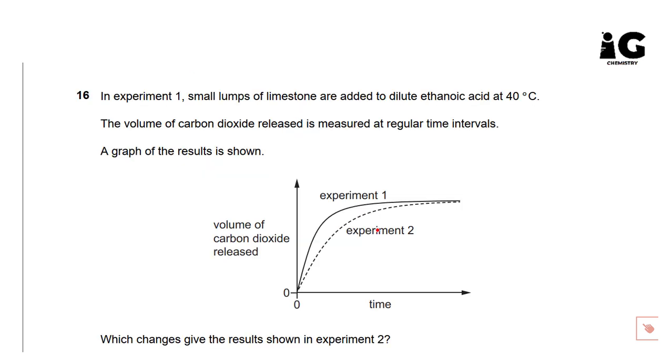Okay. Question 16. In experiment 1, small lumps of limestone are added to dilute ethanoic acid at 40 degrees Celsius.